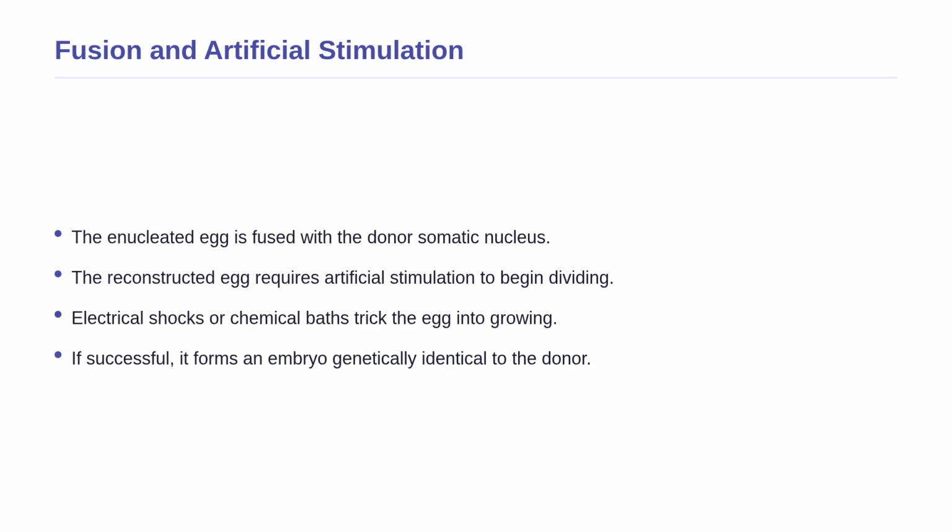Now that we have an empty egg cell, we move to the next crucial phase. The enucleated egg is fused with a donor nucleus extracted from a somatic cell. Once this new nucleus is introduced, we have what is called a reconstructed egg. But it will not start growing on its own. The reconstructed egg must be artificially stimulated using electrical shocks or chemical baths. This stimulation tricks the egg into dividing, making it act exactly as if it had been naturally fertilized by a sperm. If successful, this dividing cell mass becomes an embryo that is genetically identical to the somatic cell donor.